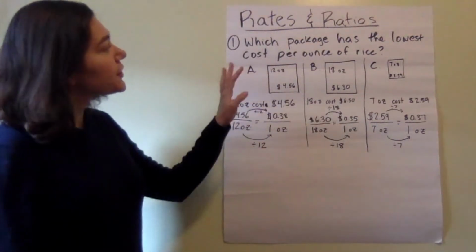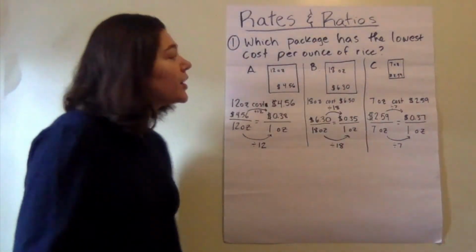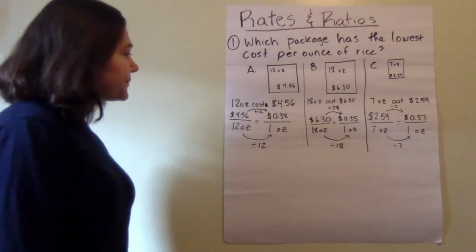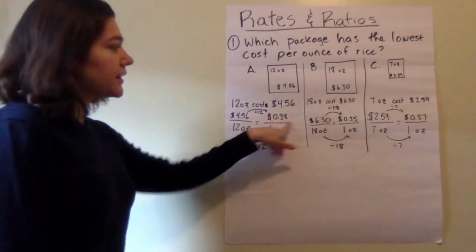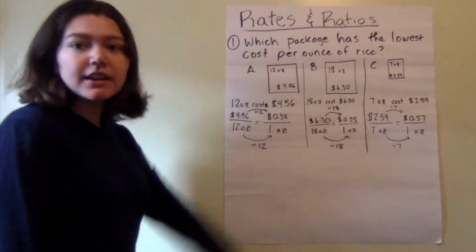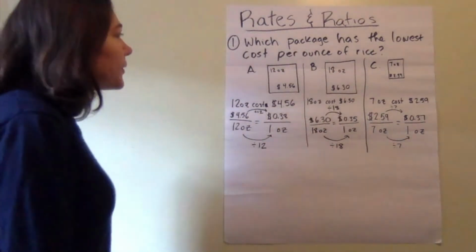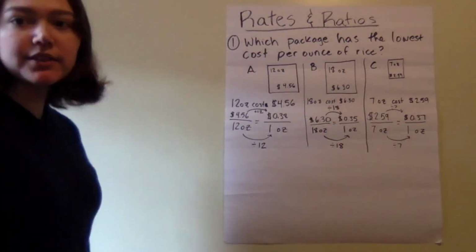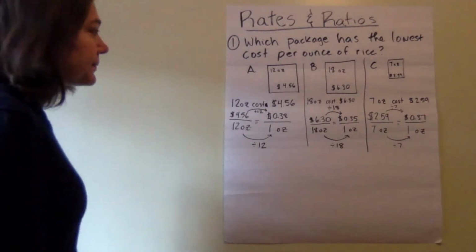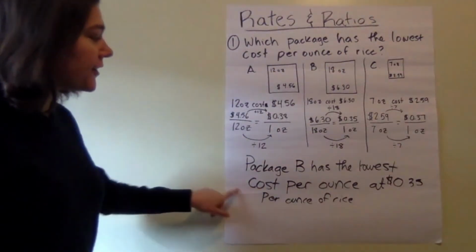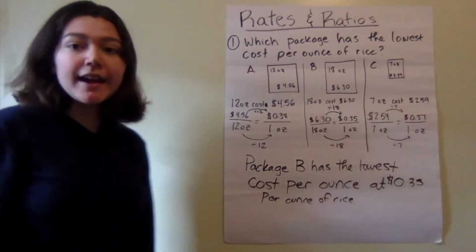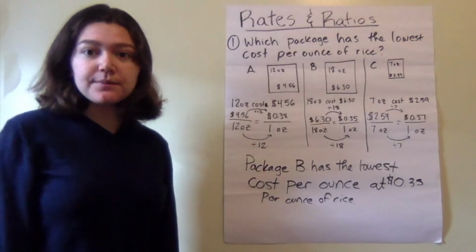So now we have to answer our question. Which package has the lowest cost per ounce of rice? Well, A was 38 cents, B was 35 cents, and C was 37 cents. So package B is going to have the lowest cost per ounce of rice. So let me just write that as a sentence because that's a good way to answer a word problem. Package B has the lowest cost per ounce. Okay, we're going to look at one more example, but great start.